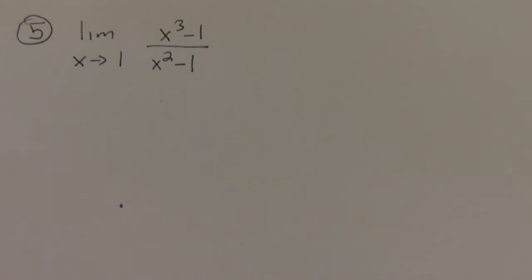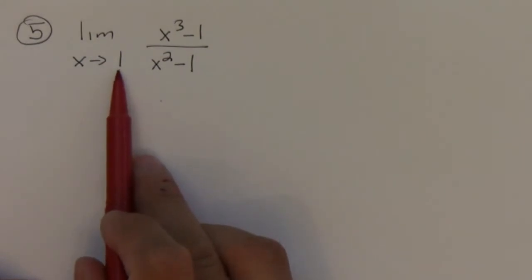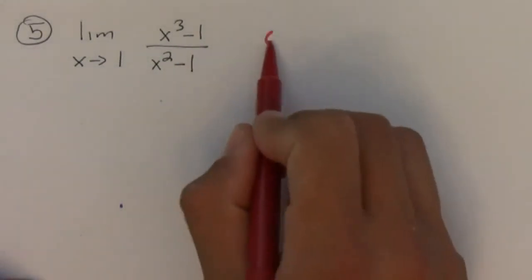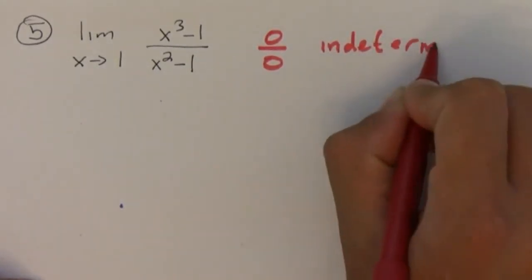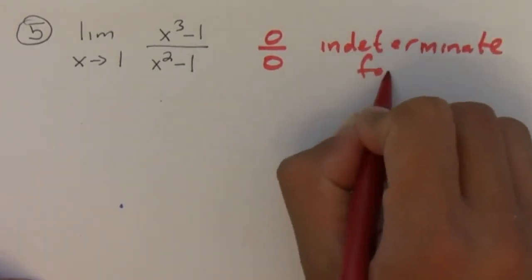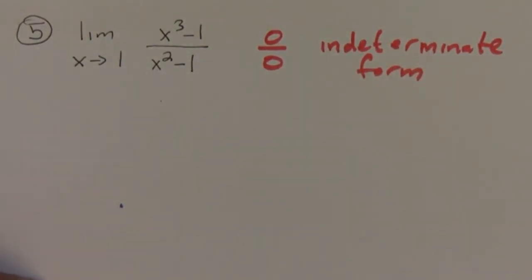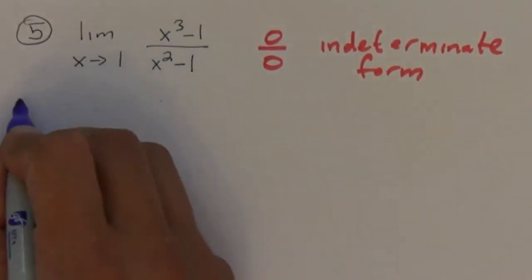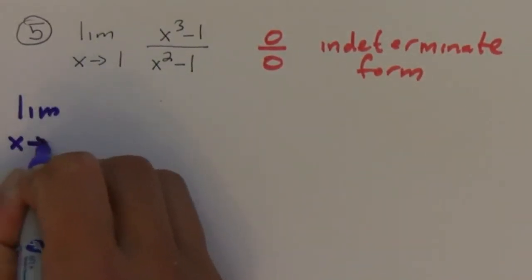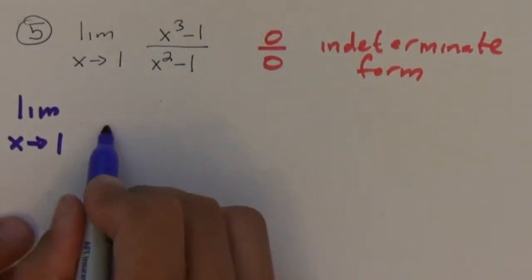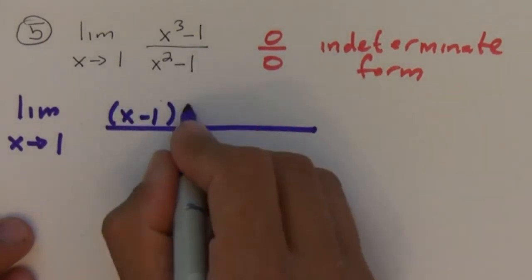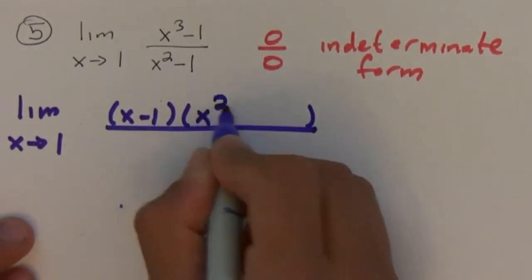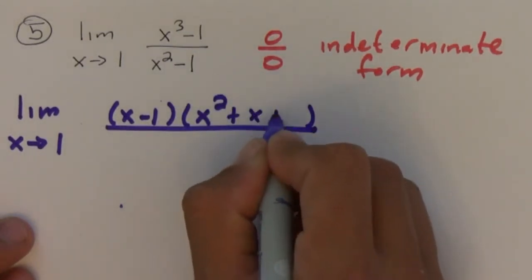Okay, so to find this limit, remember the first thing you do is try to plug in the value. So if I plug in 1, I would get 0 over 0, and this guy is an indeterminate form. Okay, so what this means is that I should try doing some algebra trickery. So let me rewrite it. So we have the limit as x approaches 1. Now on top I have a difference of cubes, so I should remember how to factor that. That factors into x minus 1 times x squared plus x plus 1.